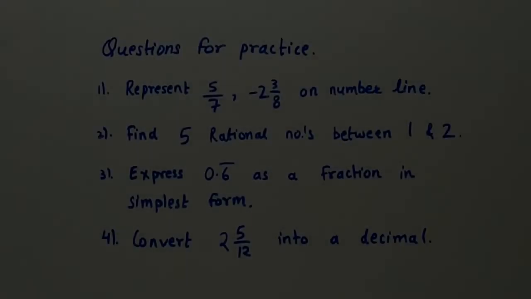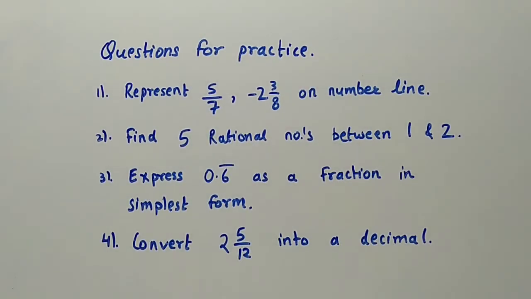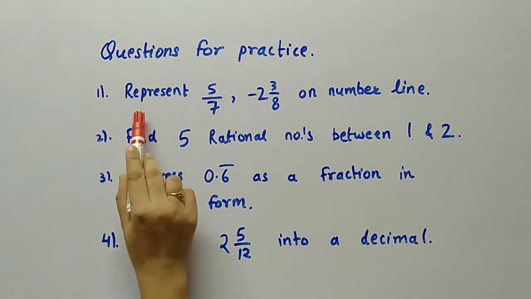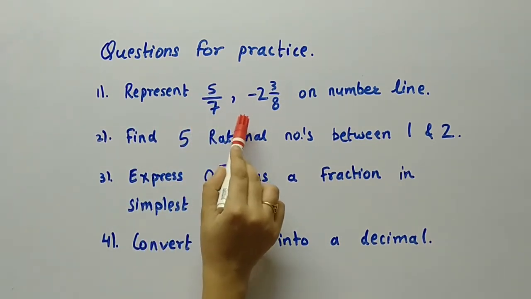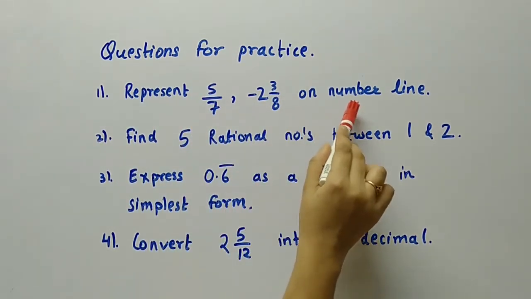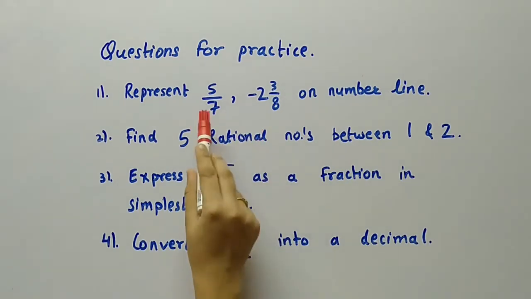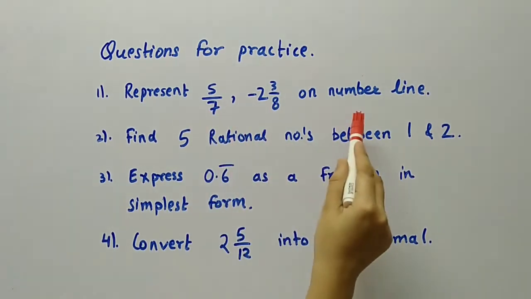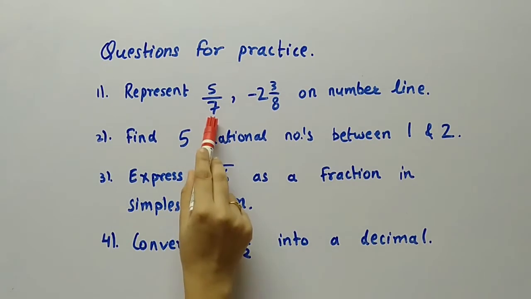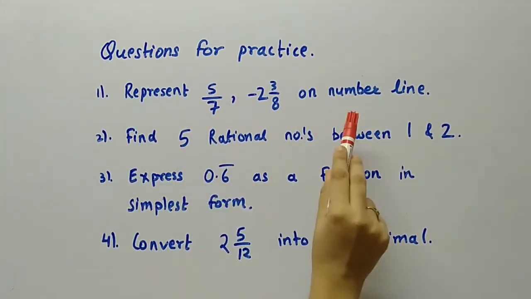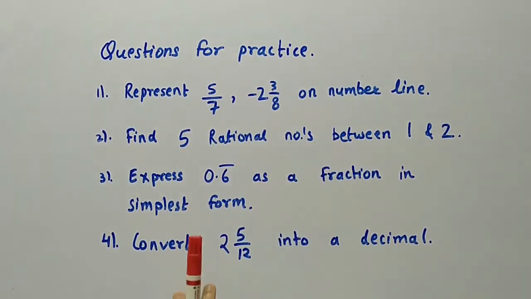Based on the questions discussed in the video, try to solve the following questions by yourself. The first one is: represent 5 by 7 and minus 2 3 by 8 on the number line. You can represent these two numbers on the same number line, or you can represent the first number on the first number line and the second number on a second number line. It depends on you, and both methods are correct.